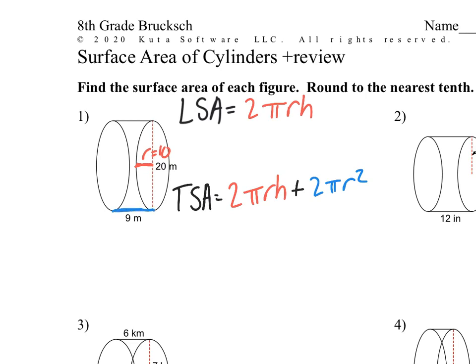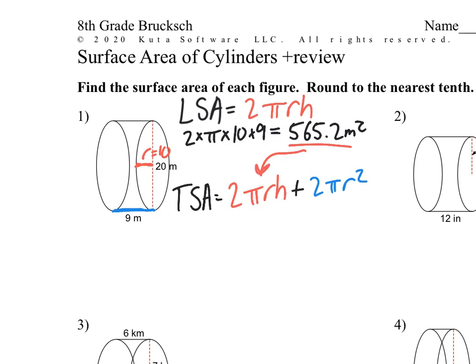So all we are going to do is plug these numbers into the calculator. For lateral surface area, we would do 2 times pi times the radius, which is 10, times the height, which is 9. We can simply plug that into the calculator and get an answer back out. That gives us a value of 565.2 meters squared.